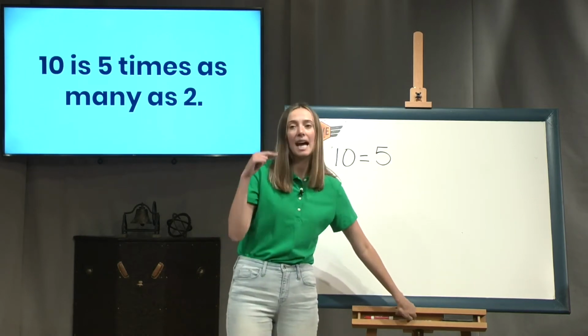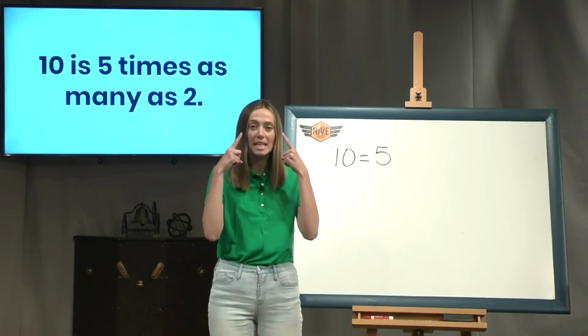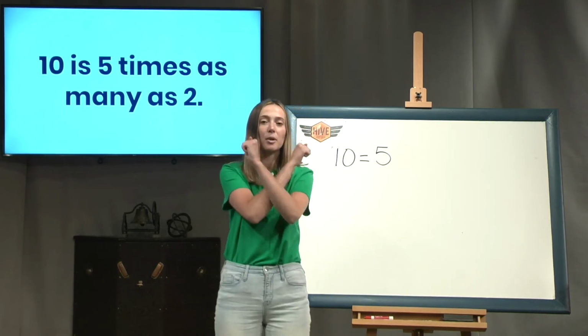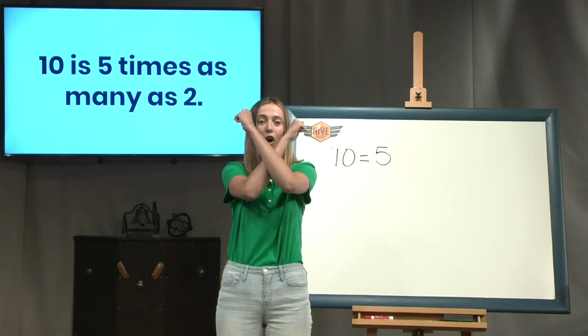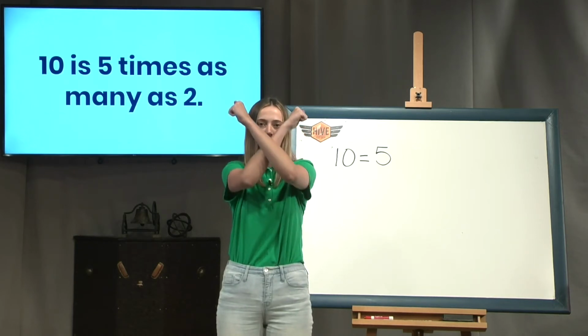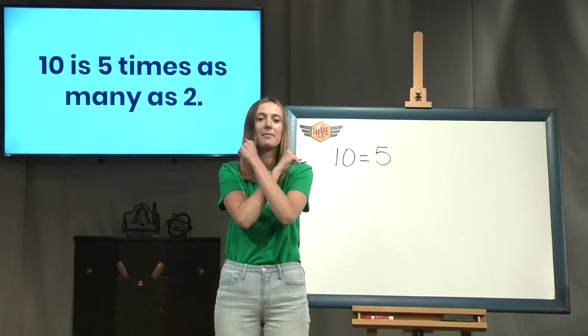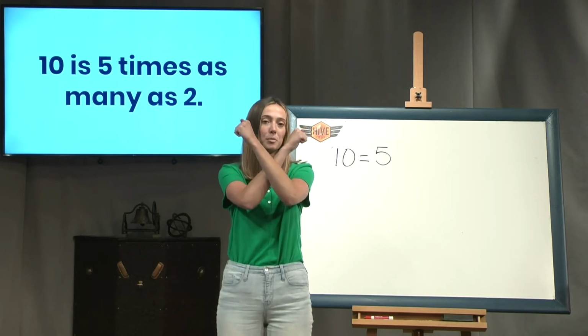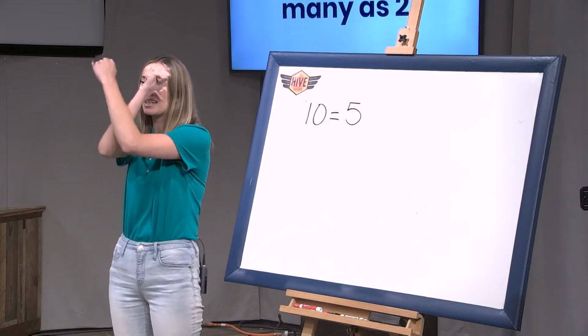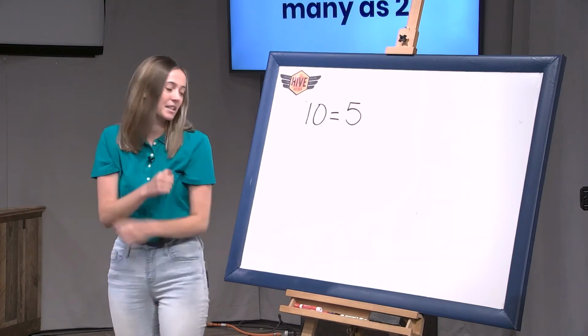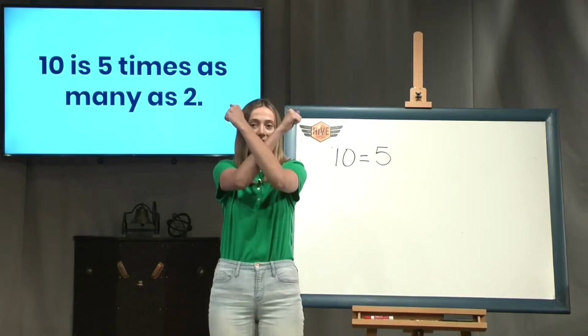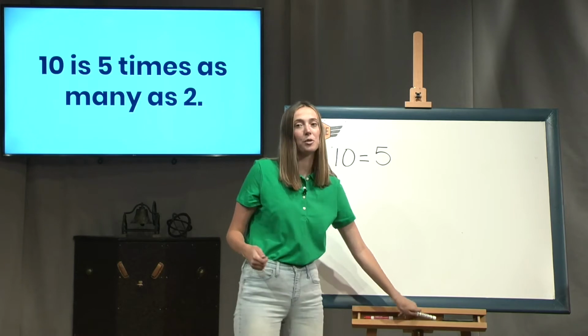Anytime we hear times as many as, or anytime we see times as many as, I want you to put your arms up and make a multiplication sign, just like this. Okay, that is symbolizing you're going to multiply something. You're a superhero. You're times as many as, just like this. So you're doing 5 times as many as. That means we need to multiply.